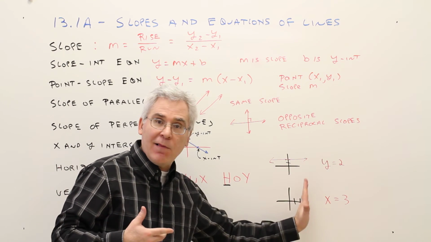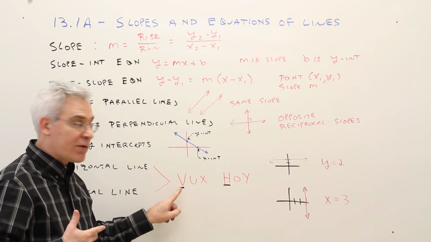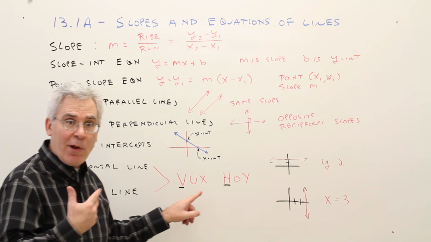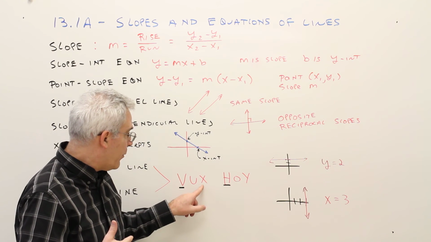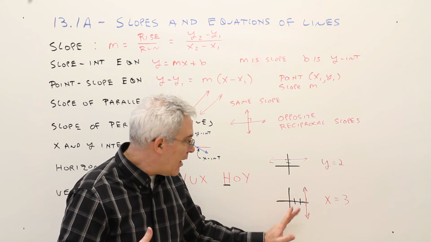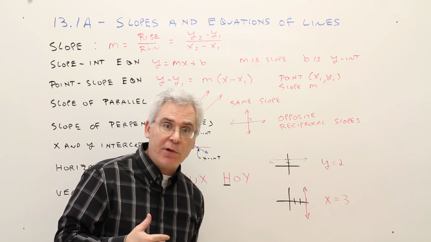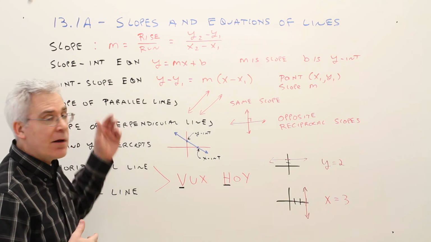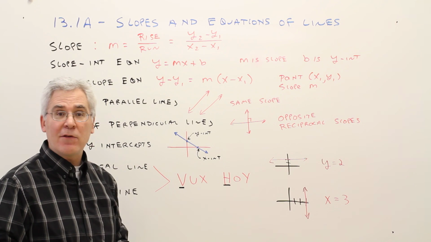For a vertical line, use the word vux, because that starts with the letter V, and the equation will have the form x equals a number, because x is in vux. In this case, the x values are always 3. So there you have it, a refresher on slopes and equations of lines.